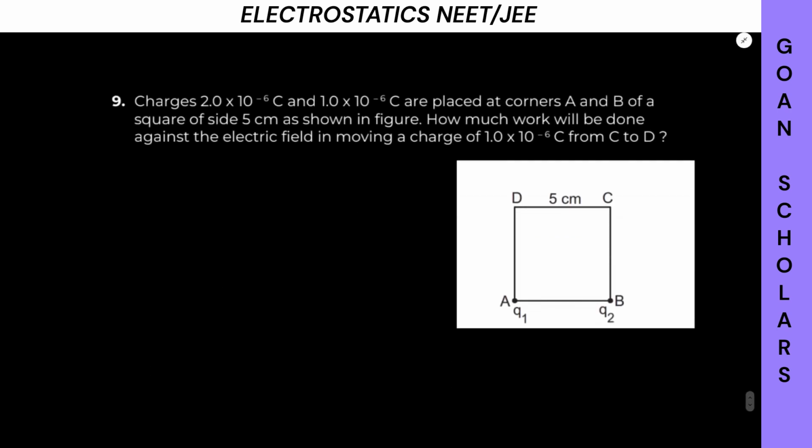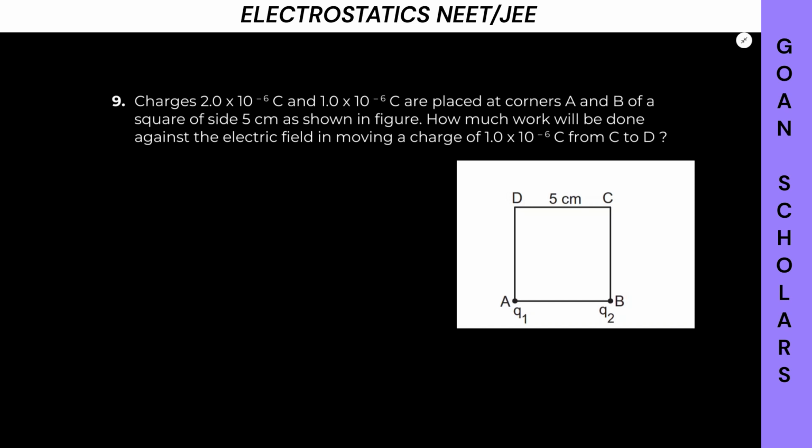Let's move to question number 9. Question number 9 says there are two charges, 2 into 10 to the power minus 6 coulomb and 1 into 10 to the power minus 6 coulombs. They are placed at the corners A and B of a square of side 5 cm as shown in the figure. How much work will be done against the electric field in moving a charge of 1 into 10 to the power minus 6 coulomb from C to D? Correct. To figure it out, we have to find the potentials first at C, the potential at D, and then you can multiply the charge with the potential.